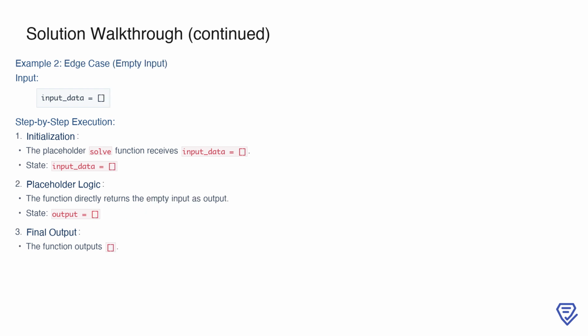Now, let's explore an edge case where the input is an empty list. The placeholder solve function begins by receiving this input, and the state at initialization reflects this as input_data equals an empty list. The placeholder logic then directly returns the empty list as the output, without performing any additional operations. Consequently, the state of the output is also an empty list. The function concludes by outputting an empty list, which matches the input in this case.